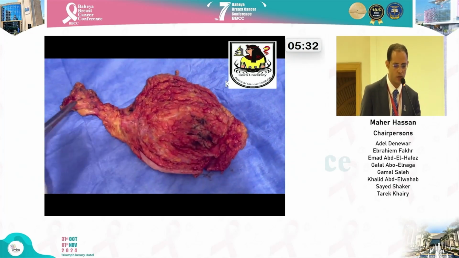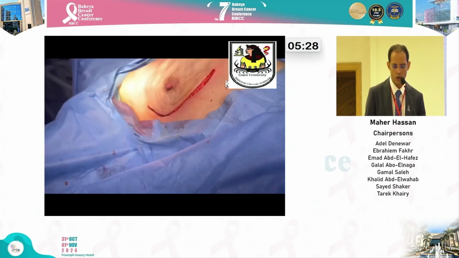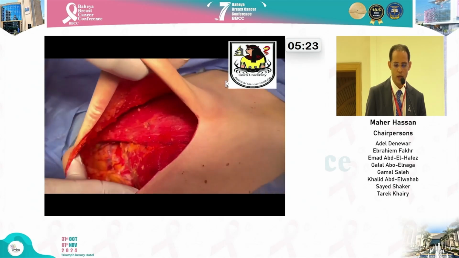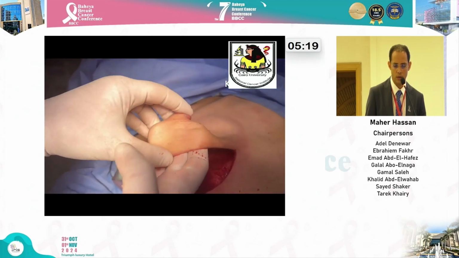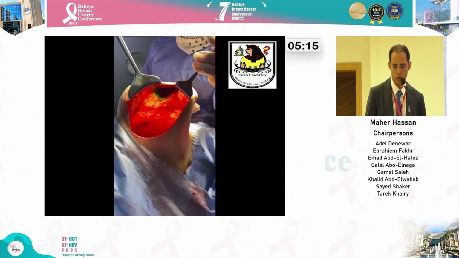This is a total nipple-sparing mastectomy with axillary dissection, and the marking of it. This is a pocket with no residual breast tissue, and then we will put the implant after preparing it by complete wrapping in the anterior and posterior.